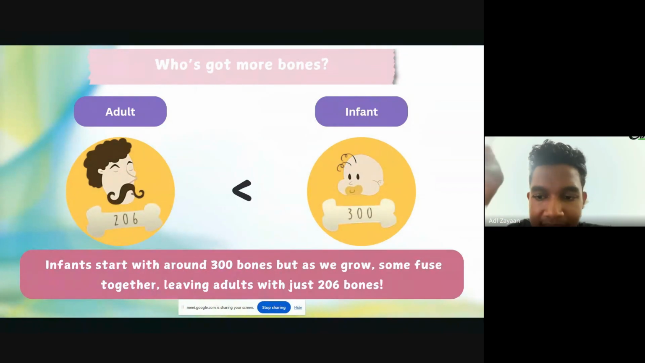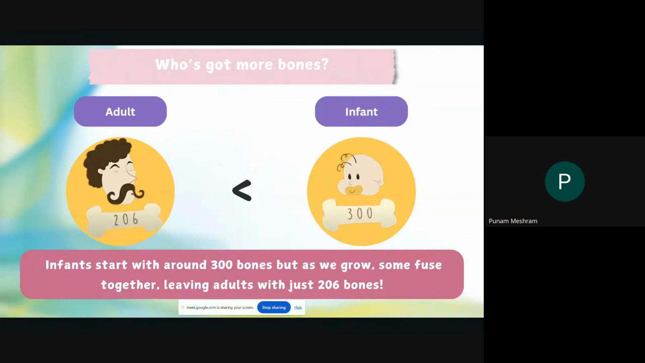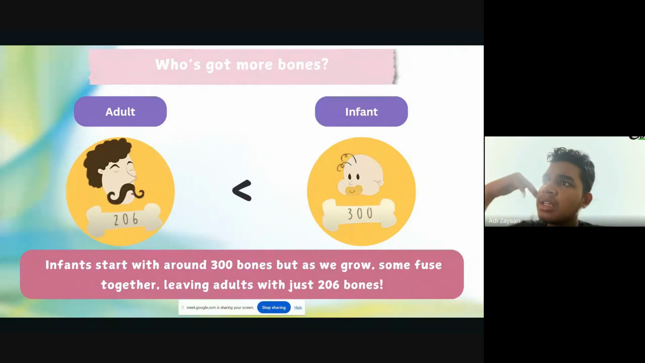So you guys got a new fact, right? This is a new fact for you guys. Some may know this before. I guess most of you may be knowing this for the first time. So infants have about 300 bones and adults have 206 bones. Okay?